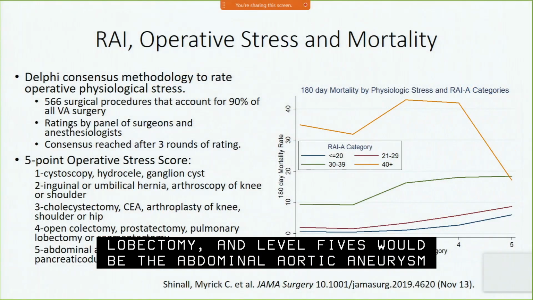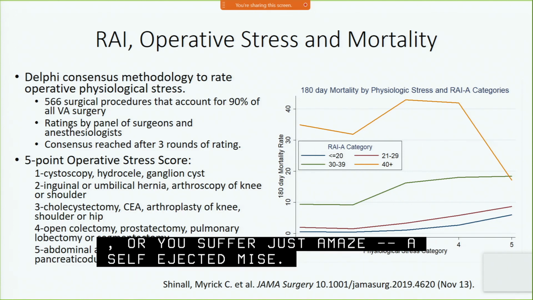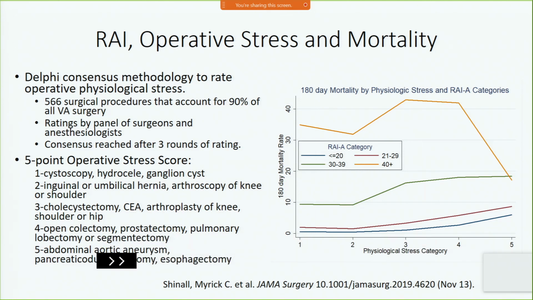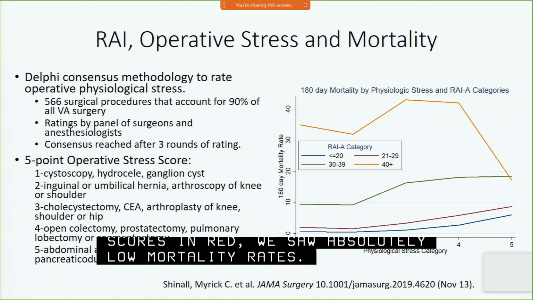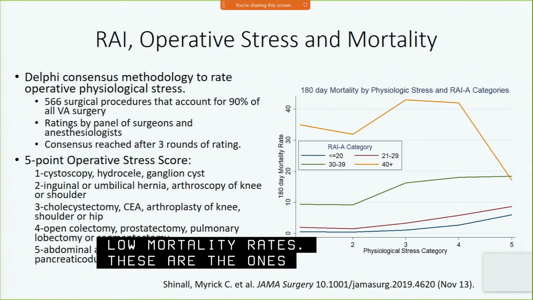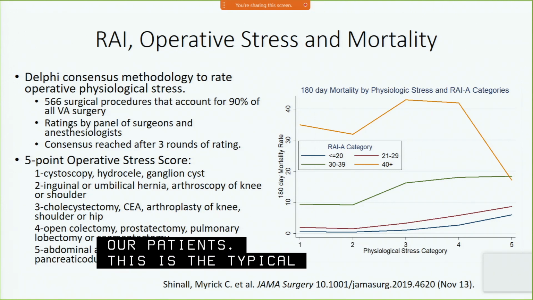What we found was that among the robust in blue and normal or average RAI scores in red, we saw absolutely low mortality rates. These are the ones that we quote to our patients. This is the typical outcome that you can expect when you come to a high-quality center, and that they indeed rose a little bit over the physiologic stress of the category.